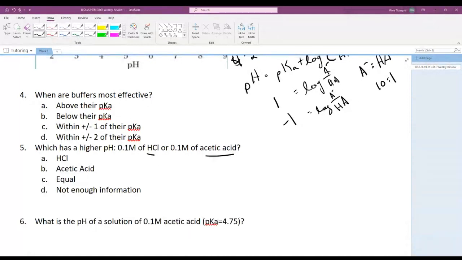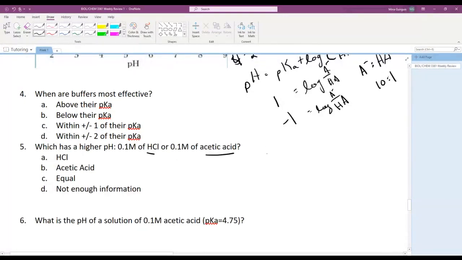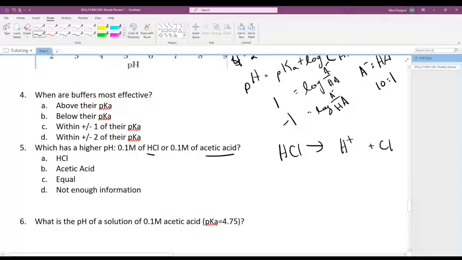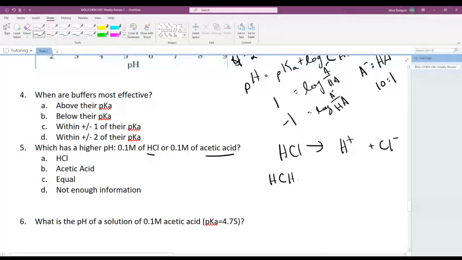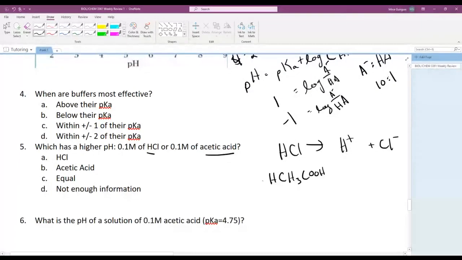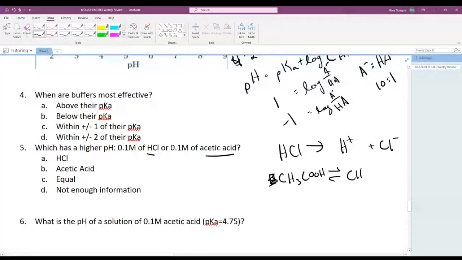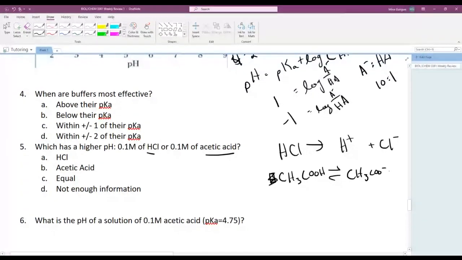HCl is strong and acetic acid is weak. Yeah, great job, everyone. So what does that mean for us? This is another recap just to make sure everyone is okay with this. It means that HCl will completely, so single arrow, dissolve into H plus and Cl minus, whereas acetic acid, which is CH3COOH, will only partly dissolve into CH3COO minus and H plus, okay?